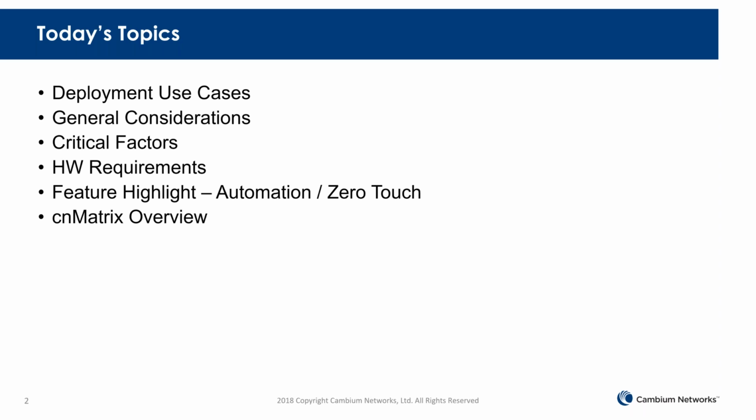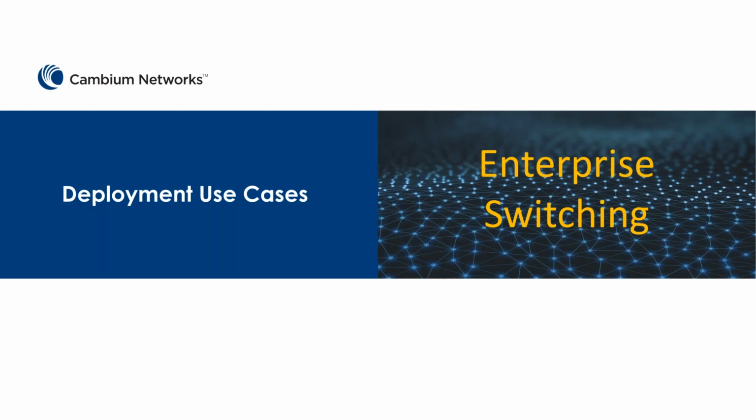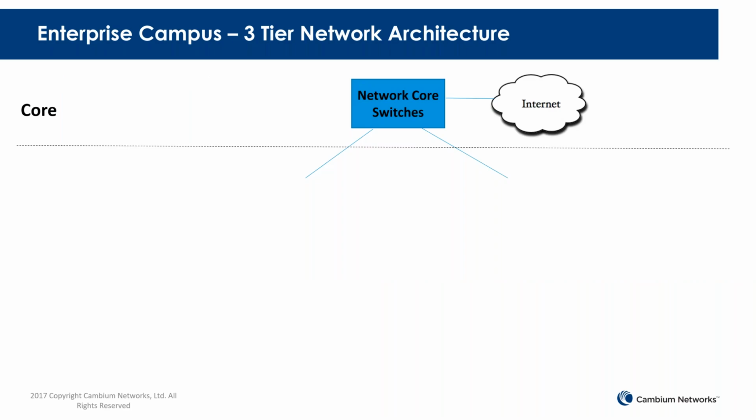Okay, next slide. So deployment use cases. I really wanted to put out this deployment use case to show the enterprise space that we're targeting and what aspect of the enterprise space that we're covering. We won't be talking about all the switches, of course. So to begin with, this is a typical enterprise campus deployment. It's a three-tier network architecture. And what I have shown up here is just the core of the network. This is going to be one main switch or maybe a matrix of switches. And of course, you'll have some type of WAN connection to the internet.